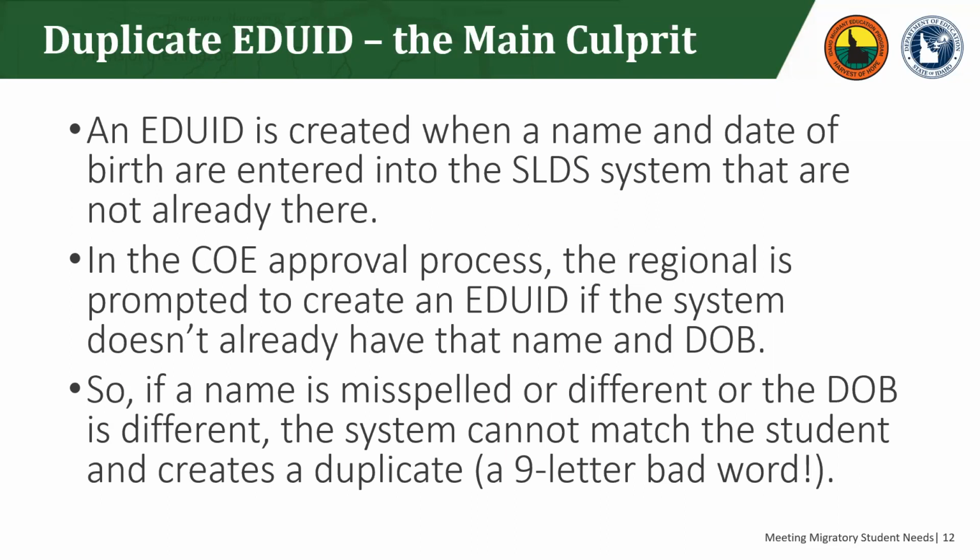To avoid this common problem, I've asked the regionals not to create a new ID if the student is listed on the COE as attending a school. These students should already have an EDU ID. Instead, the regional will contact you to find out if the student has an EDU ID in your school system. Hopefully, this will help us to eliminate one cause of duplicates.